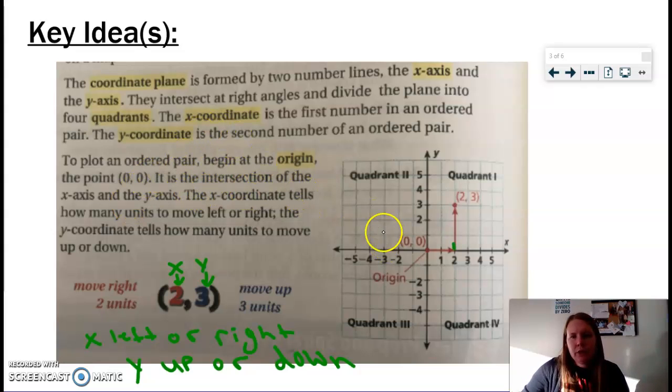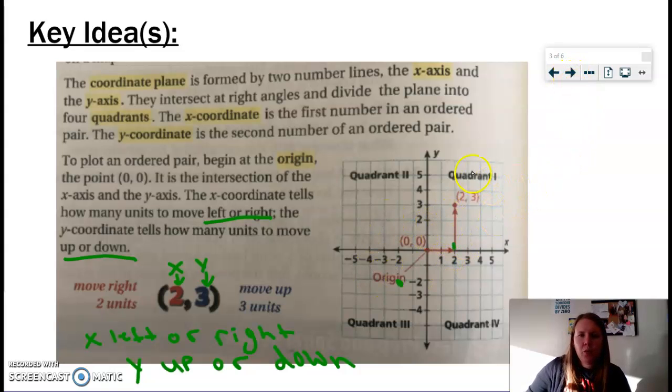So talking about my origin, which is (0, 0), it is the intersection of the x-axis and the y-axis. The x-coordinate tells us how many units left or right. So again, y goes up or down. In this case, if I have the point (2, 3), that means I move right 2 and move up 3. If it's a negative number, I would move to the left. Maybe I have a point like (-2, -2), right there. So I'd move left 2, down 2.